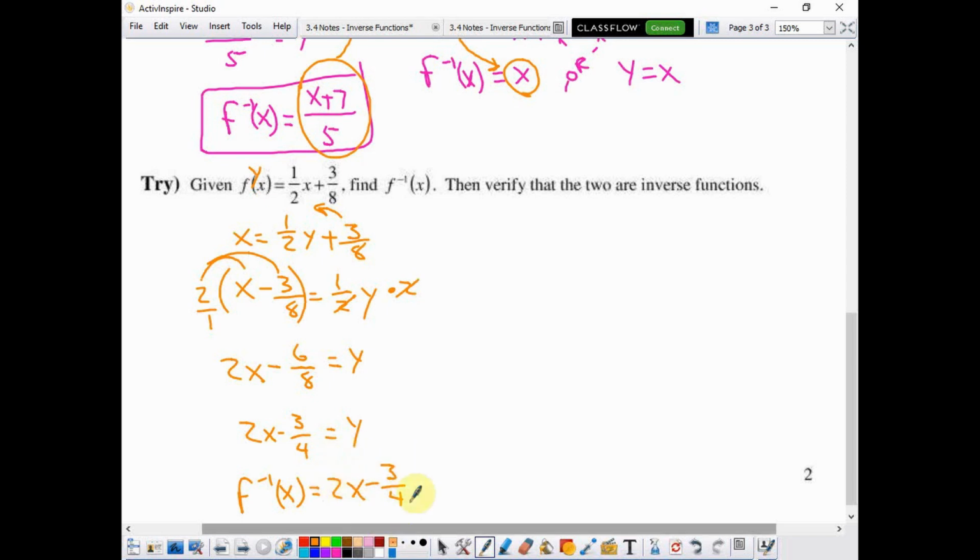I'm going to plug that inverse into the original function and see if it can simplify down to x. And if it does, then I know that this is correct. So 1/2 times the inverse, 2x minus 3/4, plus 3/8.